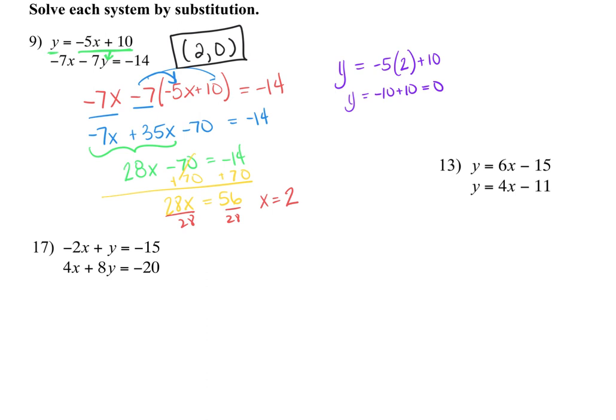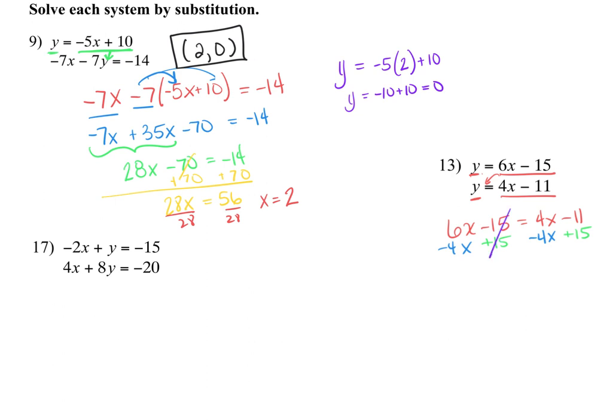The next type is where potentially both equations have a variable solved. And so when that happens, you're really just taking that and plugging it in. You're setting these two equal to each other. So if you have the same variable solved, like you have right here, then you're just going to say, well, that means that 6x minus 15 equals 4x minus 11. And so then I'm going to get my variables to one side. So I'll move my 4x over. I'll get my numbers to the other side. Move my 15 over to the other side.